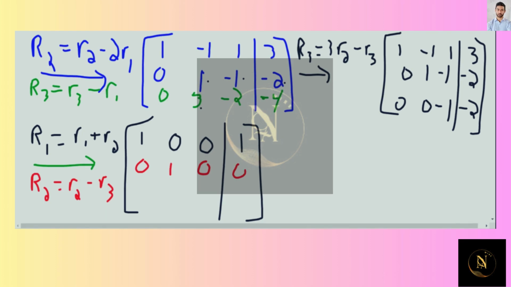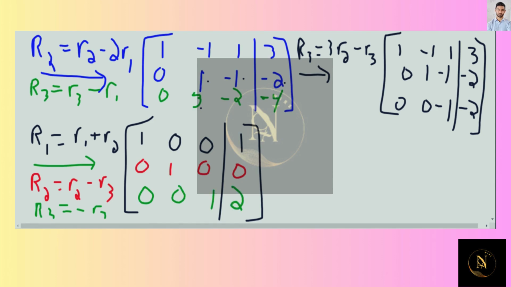Then lastly here on the bottom, because that's a negative 1 and I want it to be a positive, I'm going to let row 3 equal negative row 3. And so I just changed signs everywhere on the bottom. And so it gives me a positive 2 on that right-hand side.